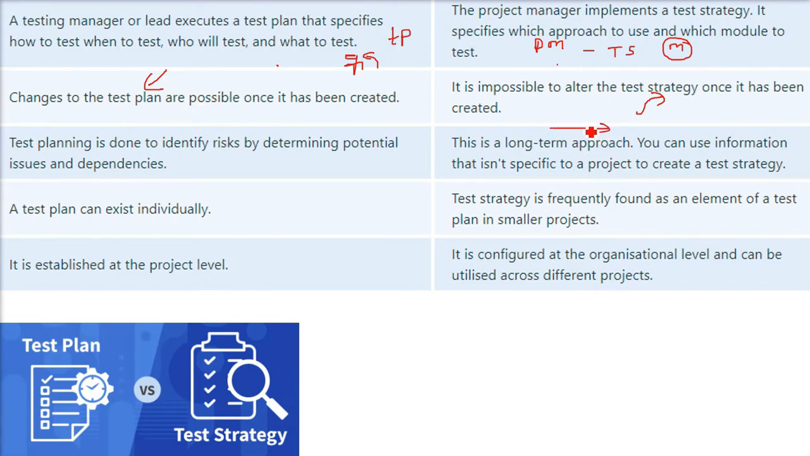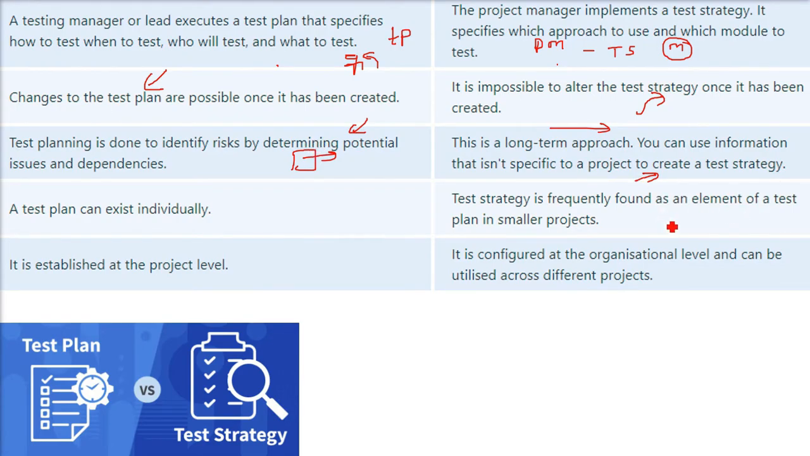You can use information that isn't specific to a project to create a test strategy because this is a broad view for different projects. Test planning is done to identify risk by determining potential issues and dependency, because here the test planning is done like that. Test cases are written like that. Okay, this may affect this one like this.